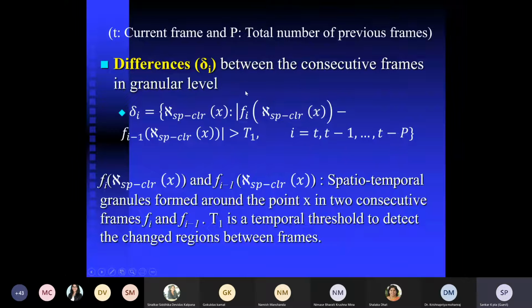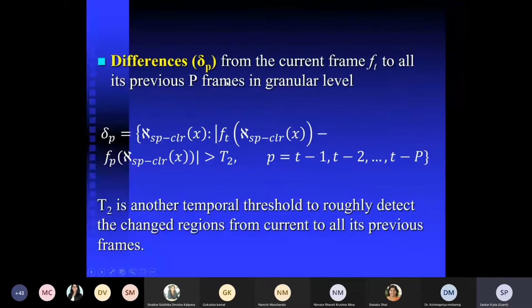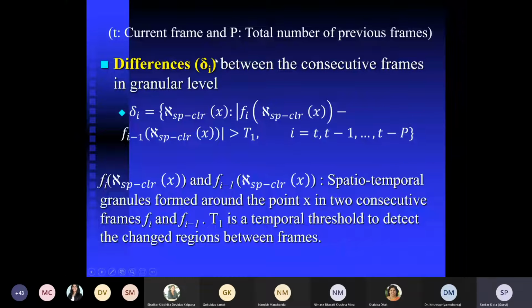Then I take the difference from the current frame to all previous frames. That is T to T minus 1, T to T minus 2, T to T minus 3, T minus 4, and so on. So I take all such granules where the difference of T from all these previous frames is greater than threshold T2. This indicates another temporal threshold to detect the change region from the current frame to all its previous frames. So I get the delta P value, the difference from current to previous frames. I get the difference delta I and P.